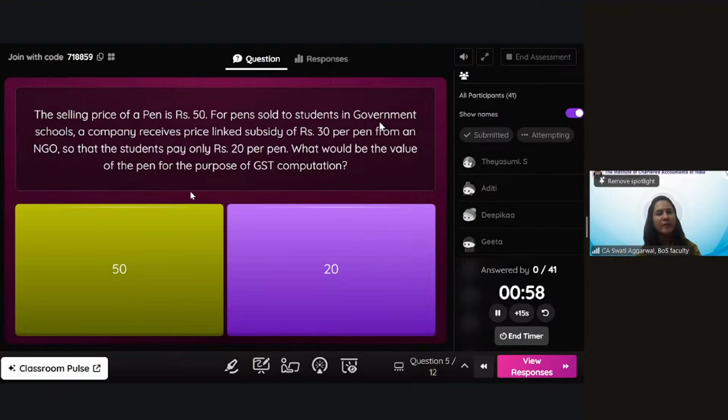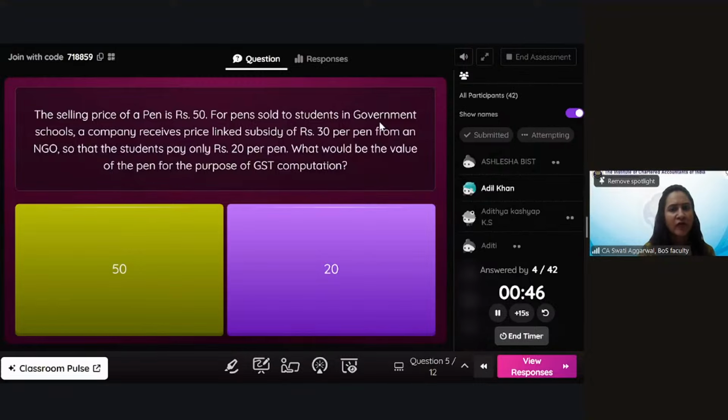Selling price of a pen is ₹50. 4 pens sold to students in a government school. A company received a price-linked subsidy of ₹30 per pen from an NGO, so that the student can pay only ₹20 per pen. What would be the value of supply of the pen for the purpose of GST computation? Option A 50 and B is 20. This is a very important point. Subsidy. This is the point where students generally get confused.